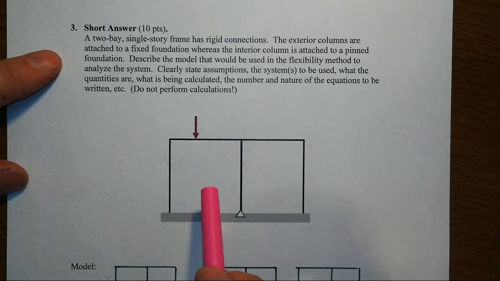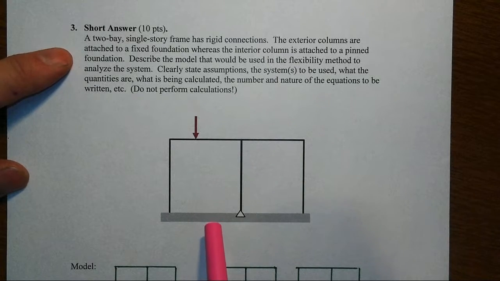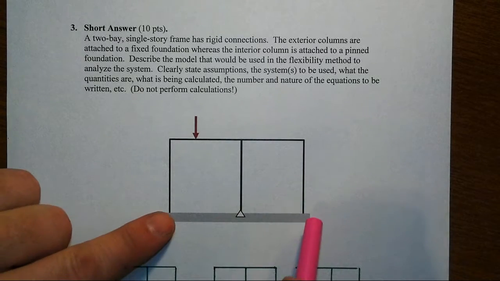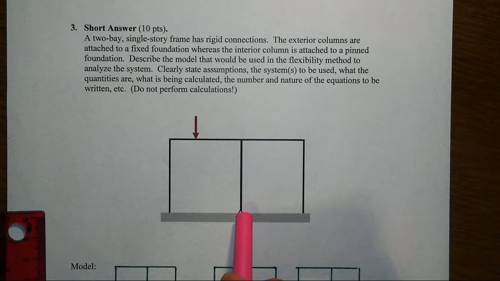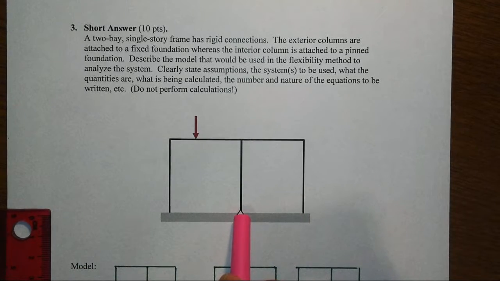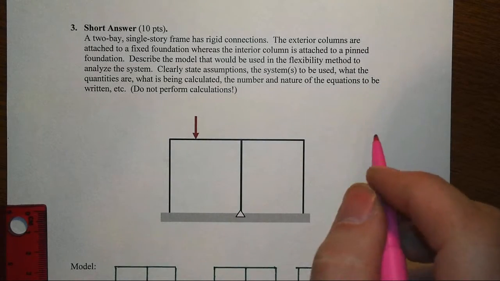Okay, in this item, we've got a 2-bay single-story frame that has rigid connections, but the exterior columns are fixed, whereas the interior column is a pinned foundation. We're asked to describe the model that would be used in the flexibility method to analyze the system, but not to perform any actual calculations.